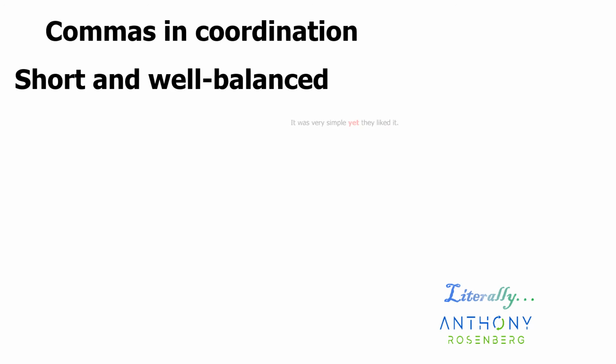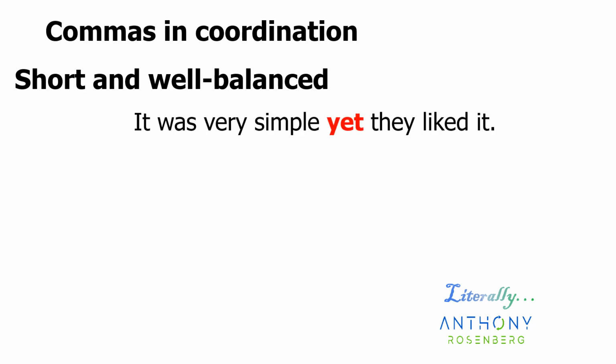Here's our example. It was very simple, yet they liked it. We have a compound sentence joined by a coordinating conjunction. The first independent clause was it was simple. The second was they liked it. So when we join them together, there's no reason not to use a comma here. But it's so short and it's well balanced. No particular part of the sentence is longer than another part. So you have the option of not using the comma. As I said, it's a compound sentence. So you have the option.